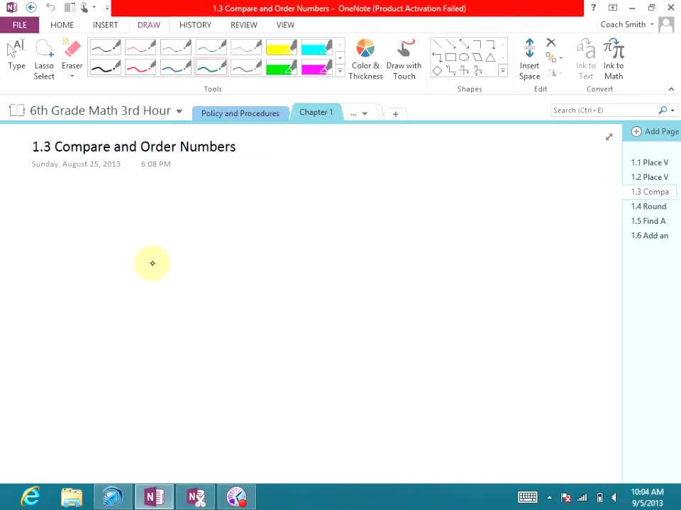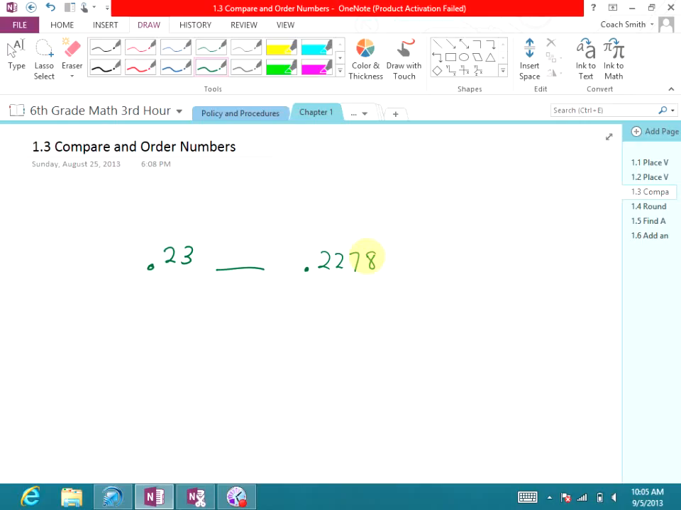I want to look at 0.23 and 0.2278. Okay? I want to look at those two numbers, both of them decimals, obviously, and I want to establish which one is larger.